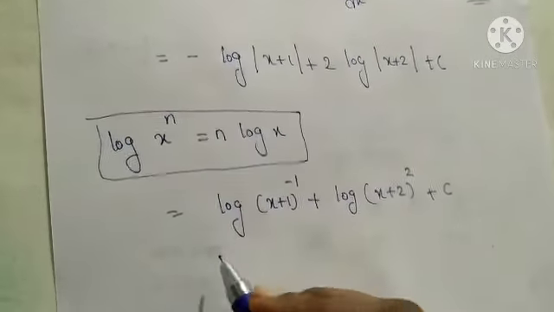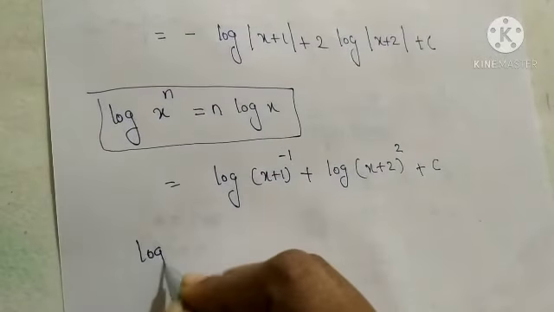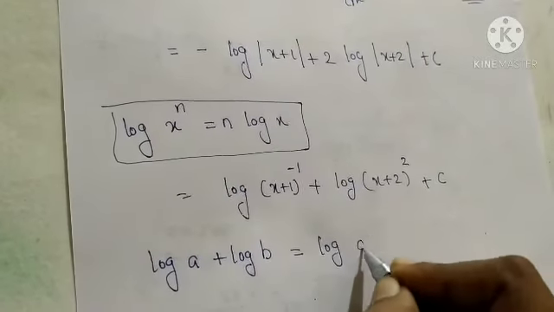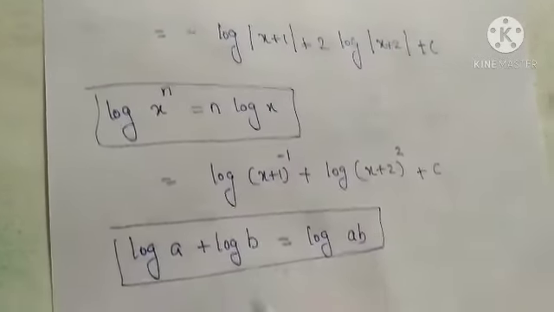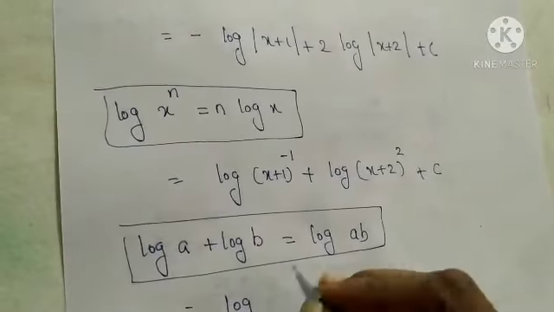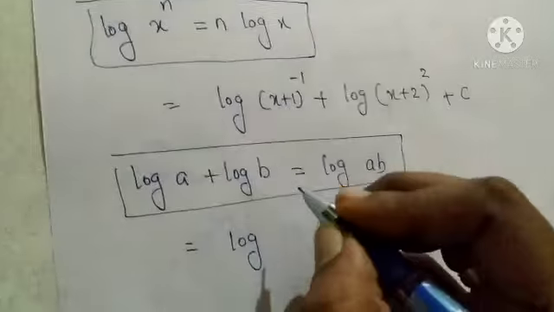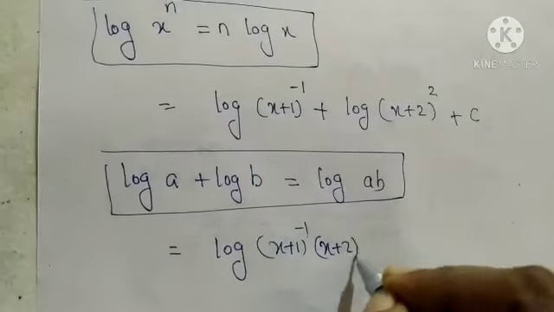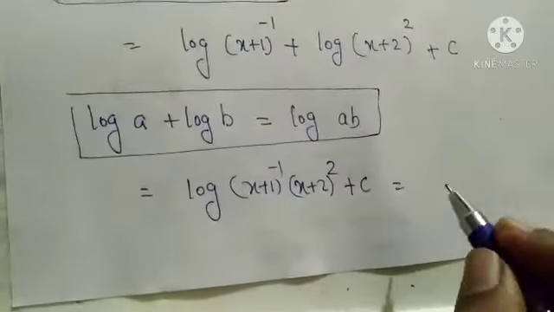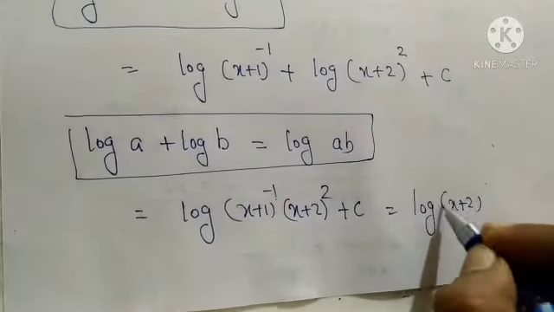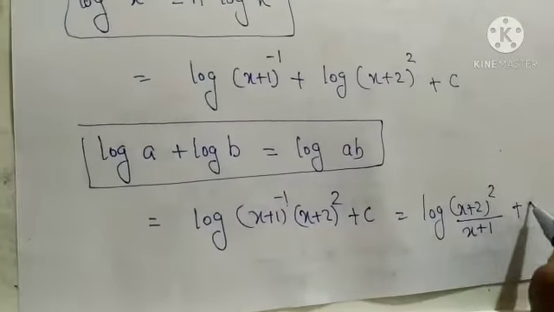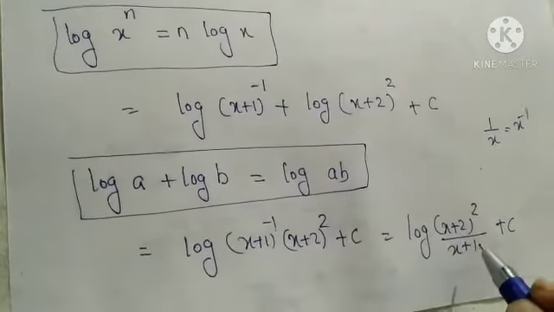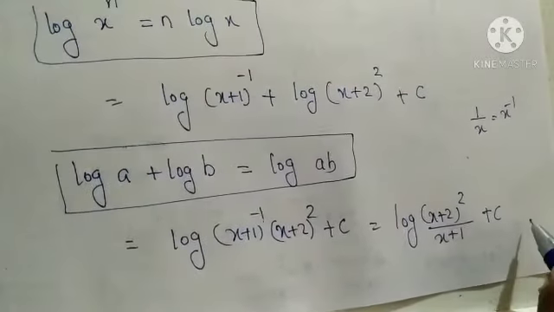Okay, so by using the next property of logarithm, that is log a plus log b can also be written as log ab, in the next step I am going to write it as log x plus 1 whole inverse into x plus 2 whole square plus c, and this can also be written as log x plus 2 whole square divided by x plus 1 plus c, because x plus 1 whole inverse can also be written as 1 divided by x plus 1. Okay, so this is our final answer.